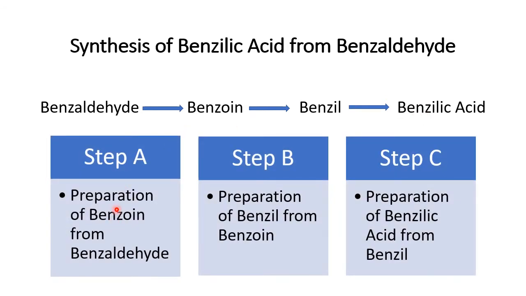Step A is the preparation of benzoin from benzaldehyde. Then from benzoin we prepare benzil, which is step B, and in step C we prepare benzilic acid from benzil. So these are the three steps.